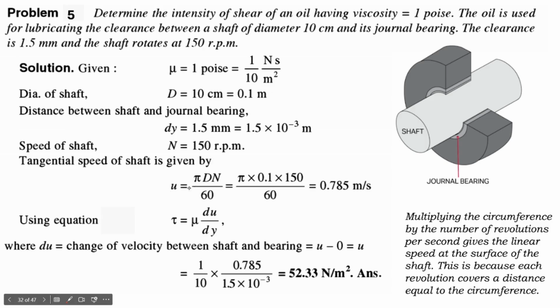What is the tangential speed? When you know the value of the rotation per minute, which is n, and you also know the value of the diameter, you just simply do this: pi d n by 60. Okay, so this formula will give you the value in meter per second. See, here I have written why you use this formula: multiplying the circumference by the number of revolutions. Pi d is the circumference. So circumference into the number of revolutions per second, n by 60, right? This will give you the tangential speed.